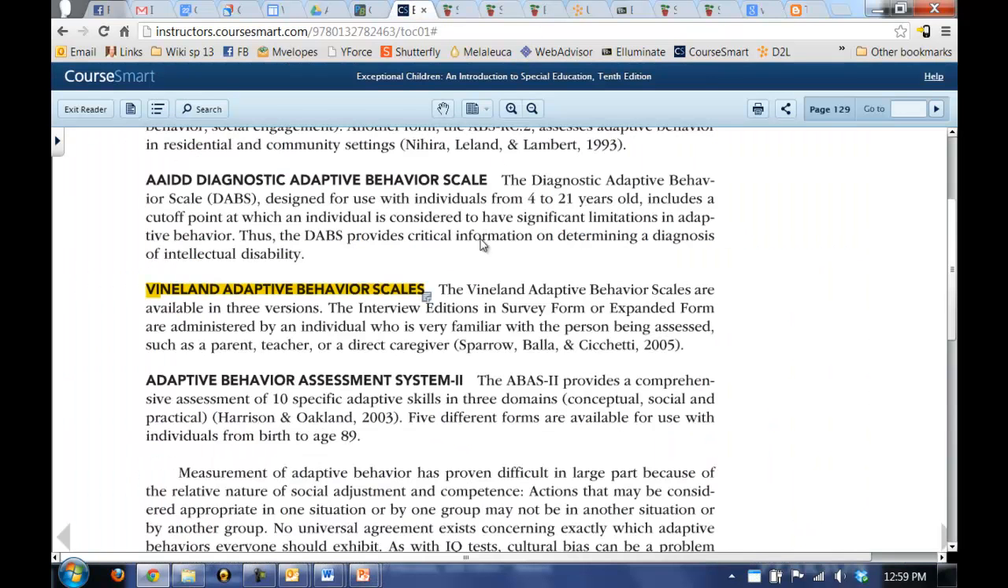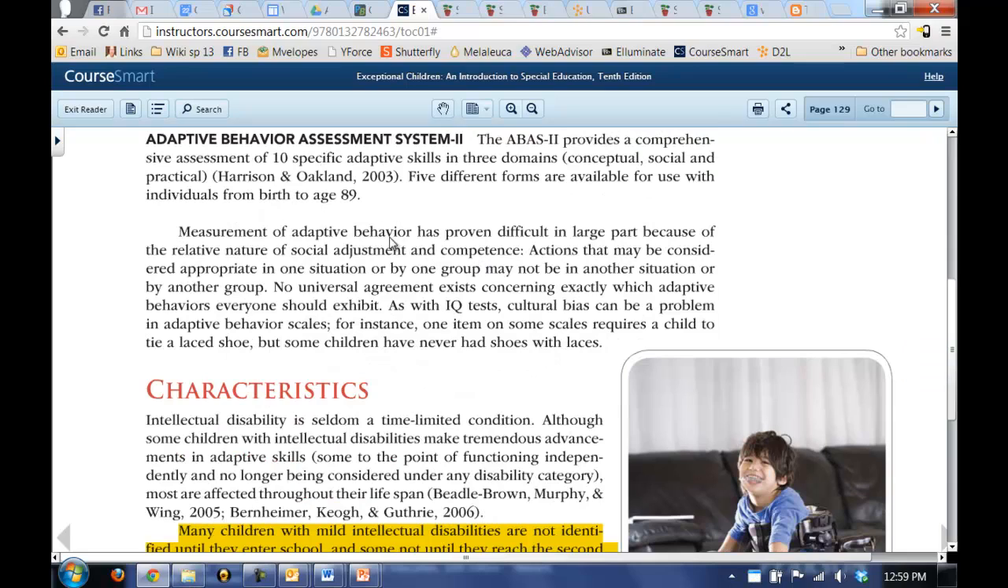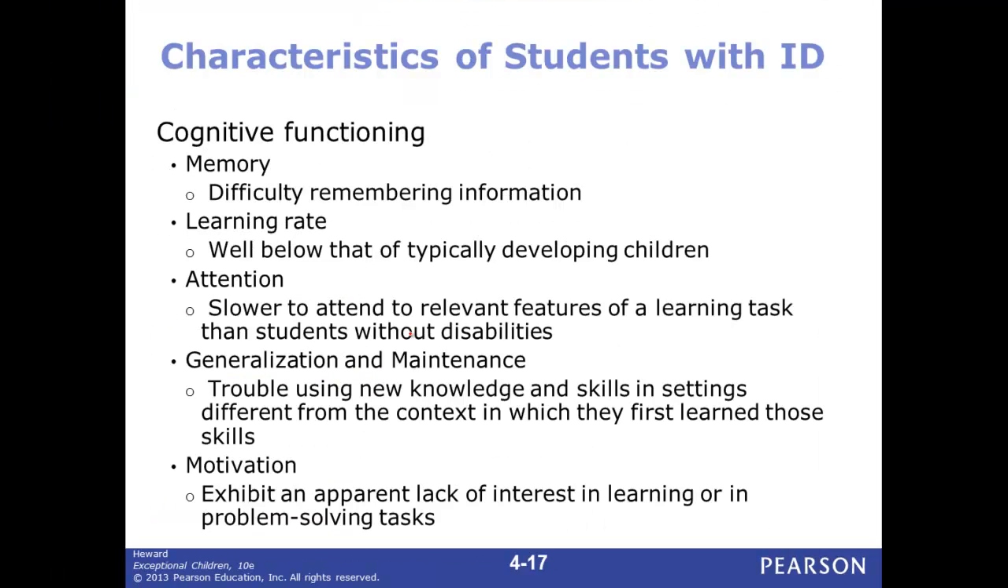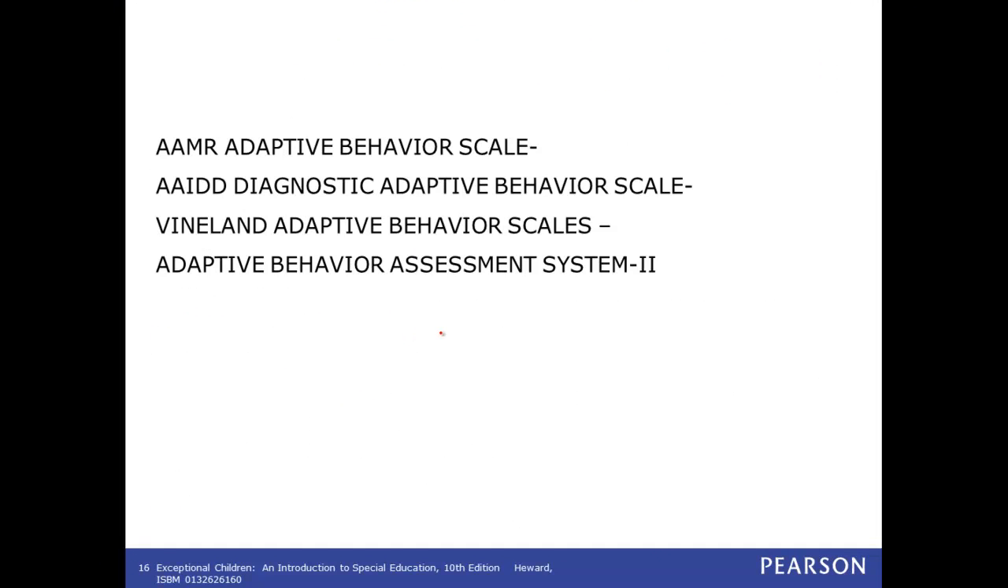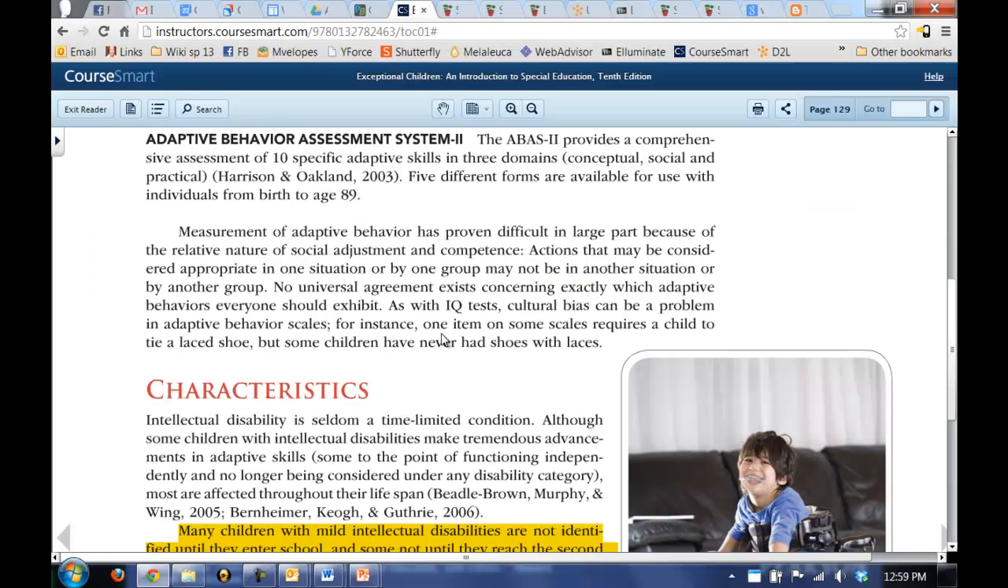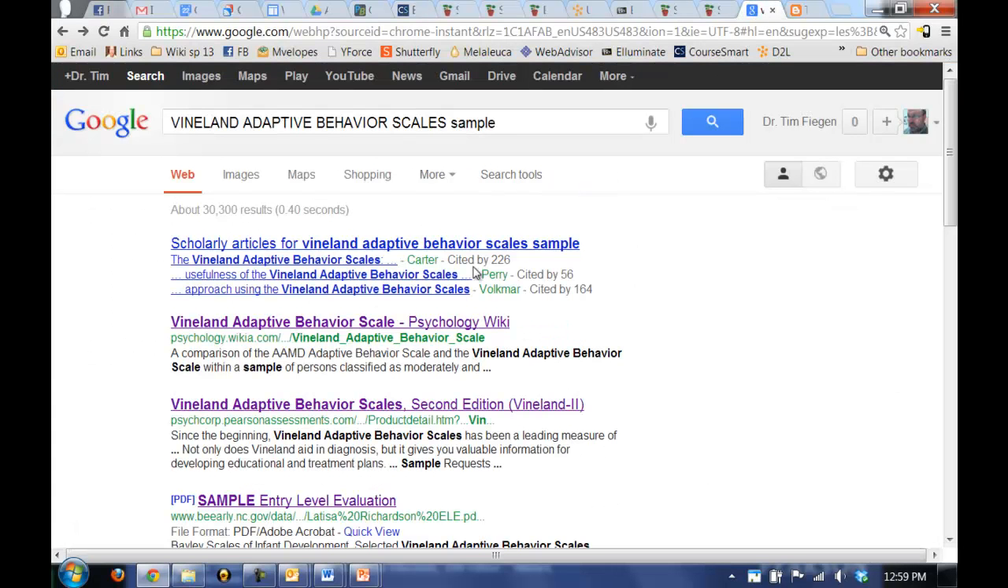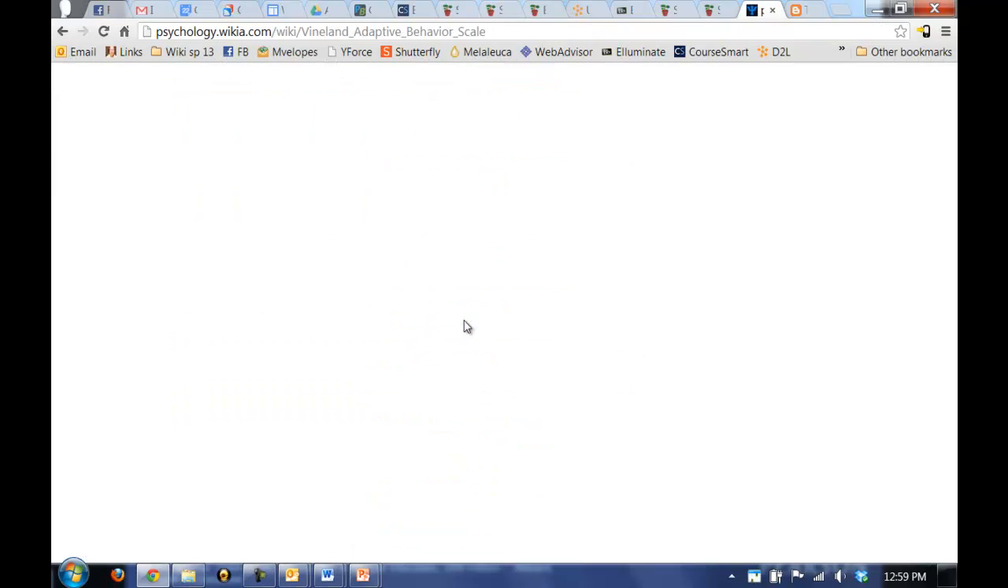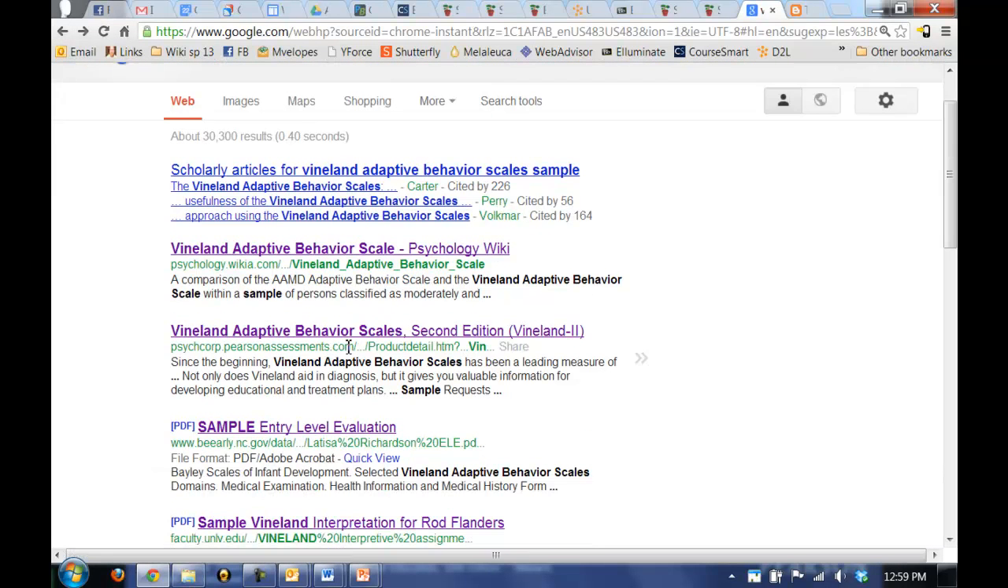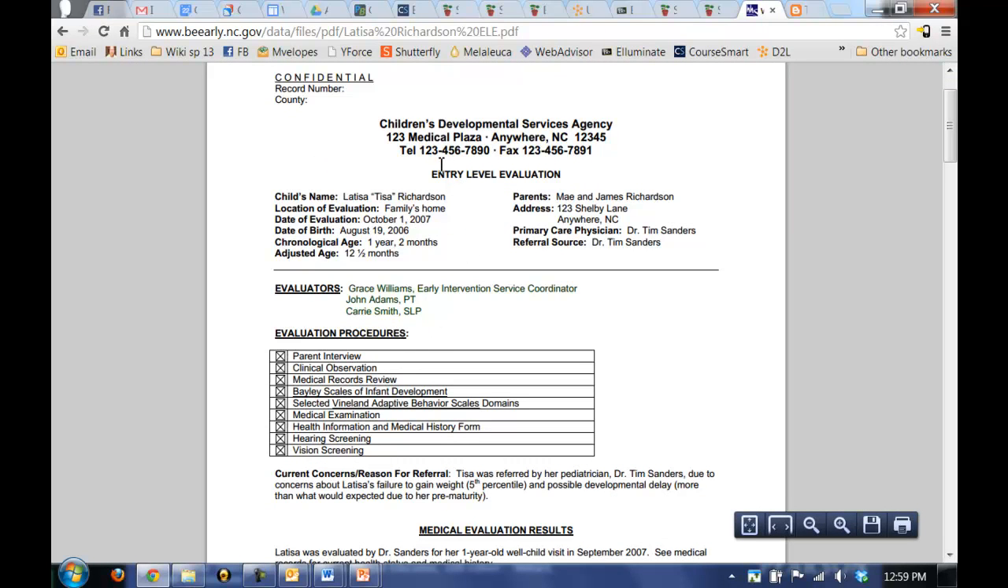But that's the adaptive thing, because the relative nature of social adjustments is going to have you do something with that. Let me see if I can. I thought I had a cognitive. I had the Vineland thing here. I think it was this here, a Vineland report. Oh, just a sample report of this.